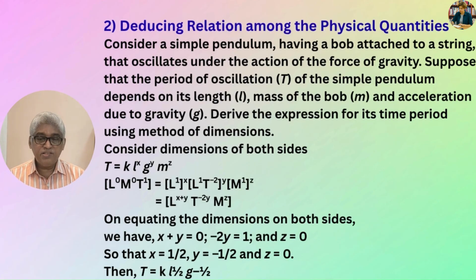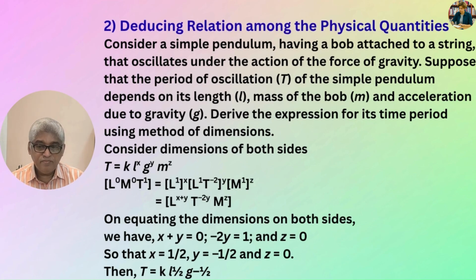Similarly here T is equal to some constant k, L raised to x, G raised to y, M raised to z, because we do not know what this x, y or z is, and that we are going to find with the help of this dimensional analysis. So the left hand side T we can write as L raised to 0, M raised to 0, T raised to 1. It is time.